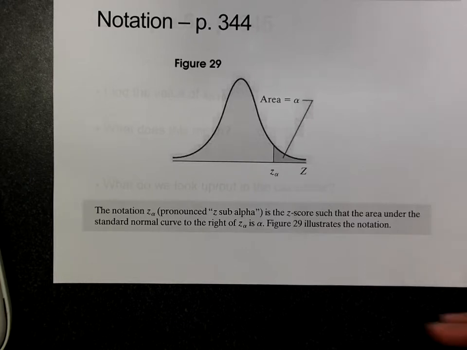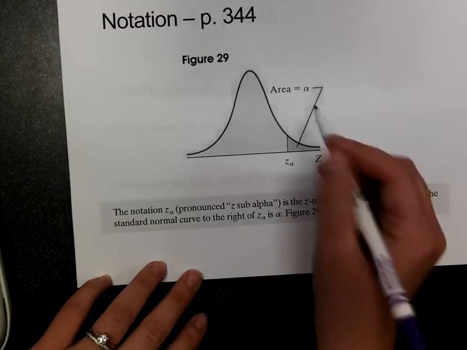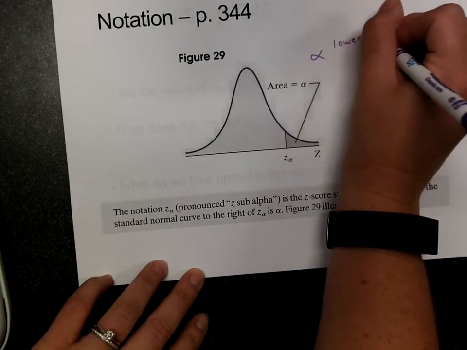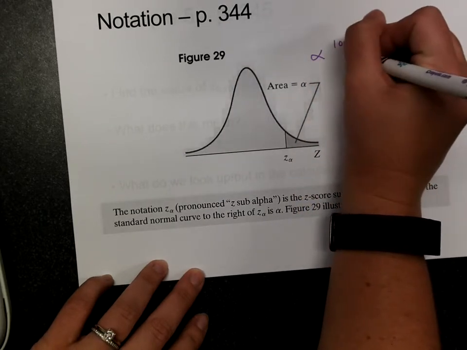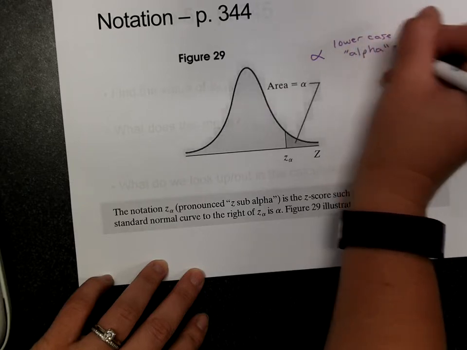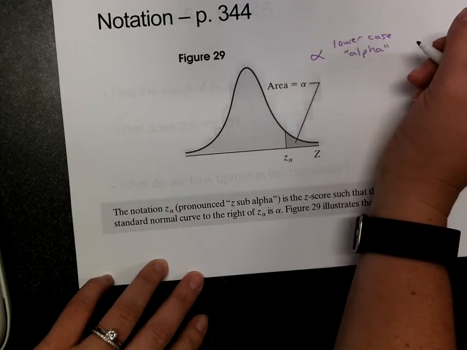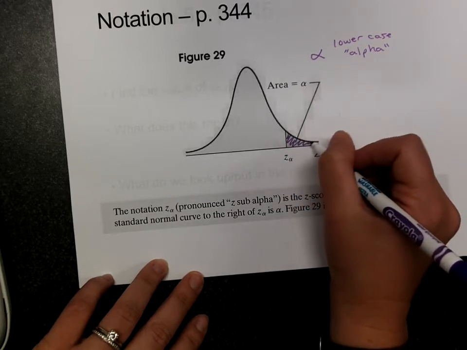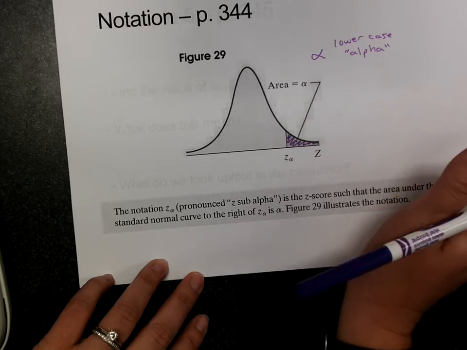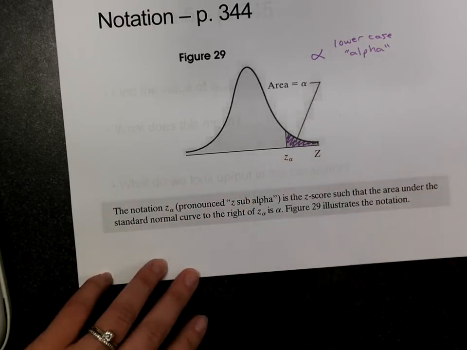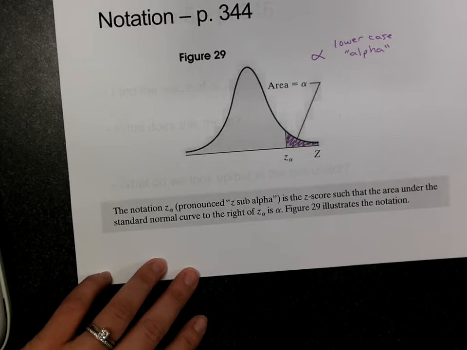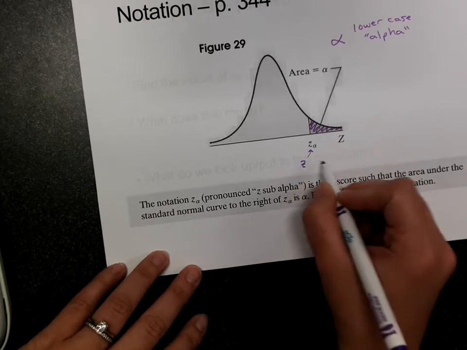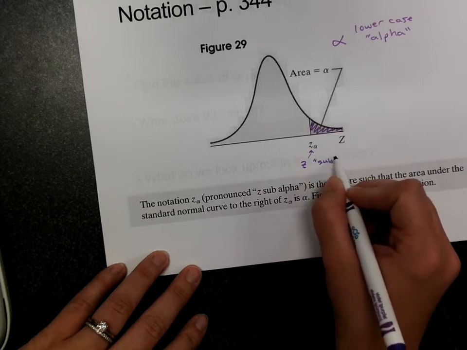This textbook has some special notation. It uses a little alpha symbol. That's a lowercase Greek letter alpha. Now alpha in this textbook is used for a lot of different things. In this particular chapter, it's used to represent the area to the right of the z-score. Which is kind of counterintuitive because we've kept going to the left, to the left, to the left, and now this notation goes to the right. So this is called z sub alpha.